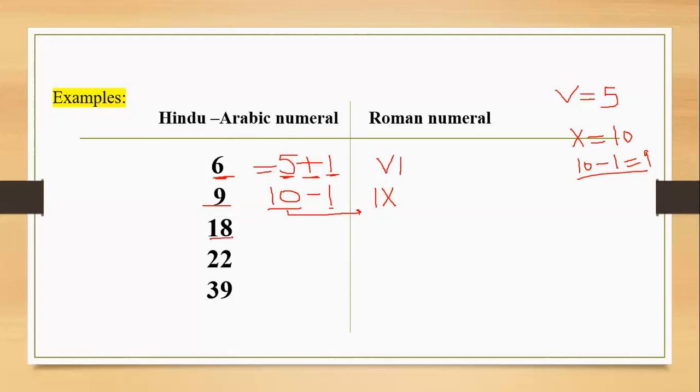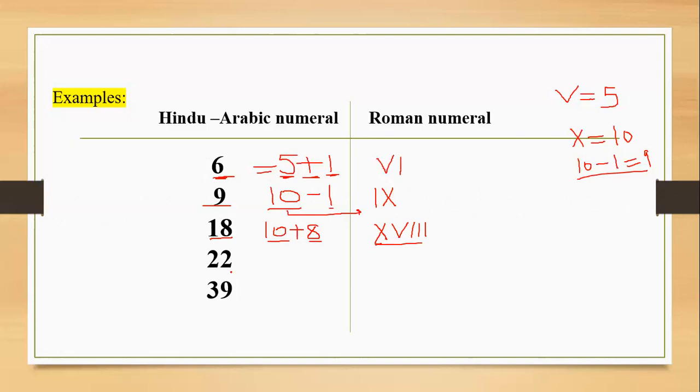Now the next number is 18. Firstly, we have to break this number into two parts, that is 10 plus 8. The symbol for 10 is X, and for the 8, we know that 5 plus 3 is 8. So we write 5 as V. Then for the 3, we will write 3 I's, because one symbol can be repeated 3 times, and I can be repeated 3 times. So that's why we have written X, V, I, I, I. And it is showing 18.